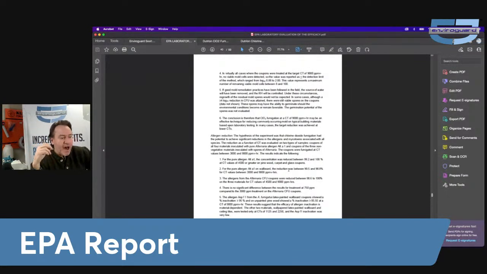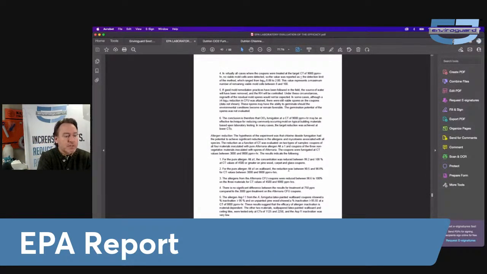The allergen Asp f 1 from the Aspergillus fumigatus latex painted wallboard coupon showed a percent inactivation of greater than 95%. On unpainted pine wood, it showed a percent inactivation of 85.5% at a CT of 9,000 parts per million volume hours. And these results suggest that the efficacy of allergen inactivation is material dependent, which we're going to draw out in our data, and in how we make recommendations for this application.